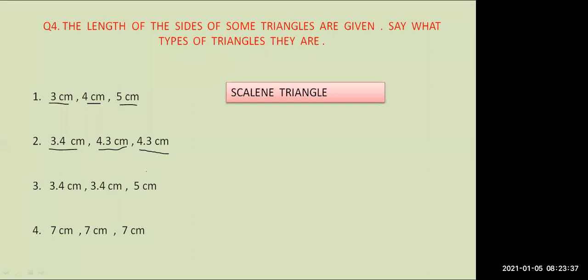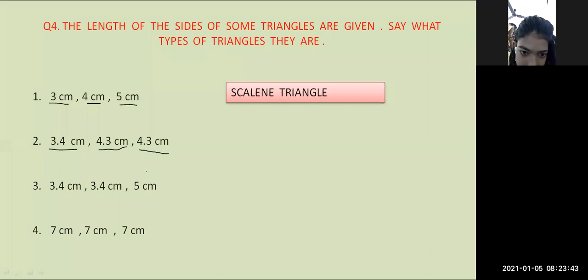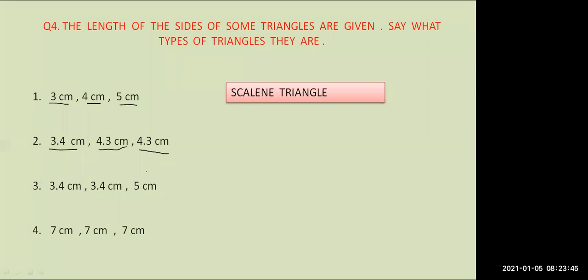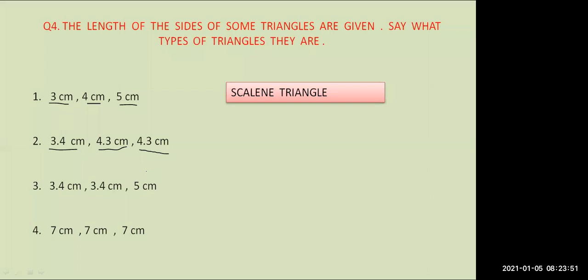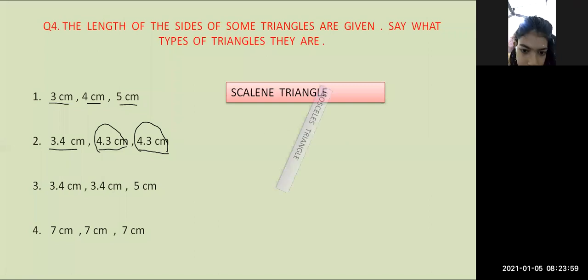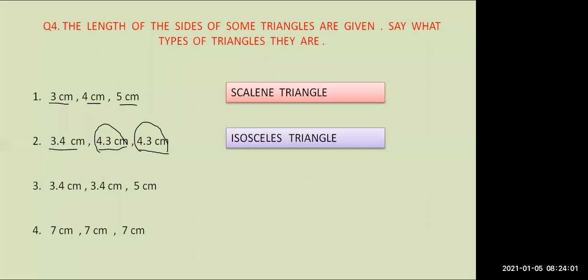Very good. Which two sides are the same, Ria? Give me the measurement. Which two measurements are similar? 4.3 centimeter. Very good. We have two 4.3 centimeter sides. So we can say it is an isosceles triangle. Very good answers you all are giving.